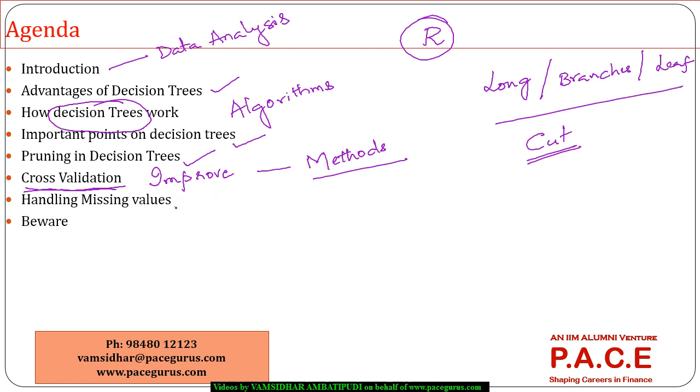Then, what if the data that I have considered has a few missing values? How do I handle that? And finally, I would also talk about some of the places where you need to be cautious when you are working with the decision trees. Some of the most commonly made mistakes and where you need to be very careful regarding the usage of decision trees.